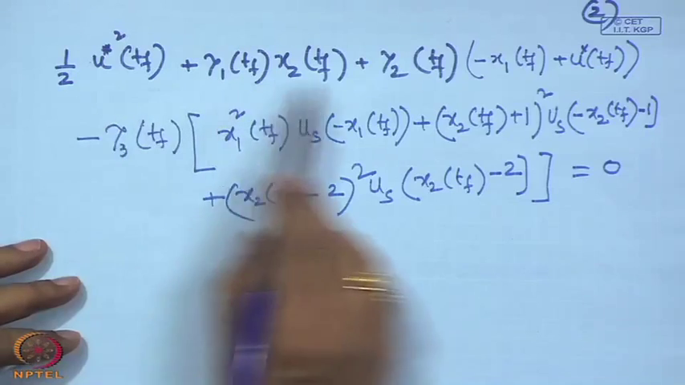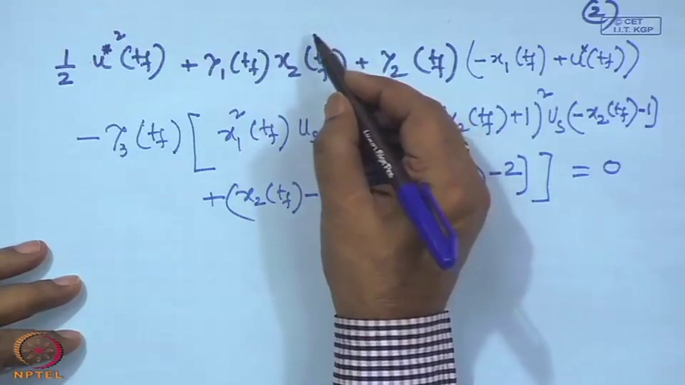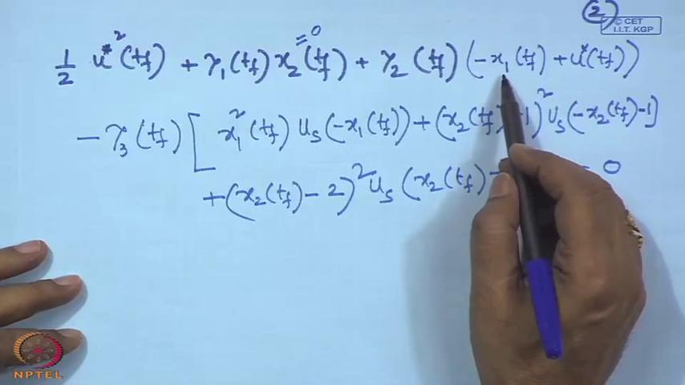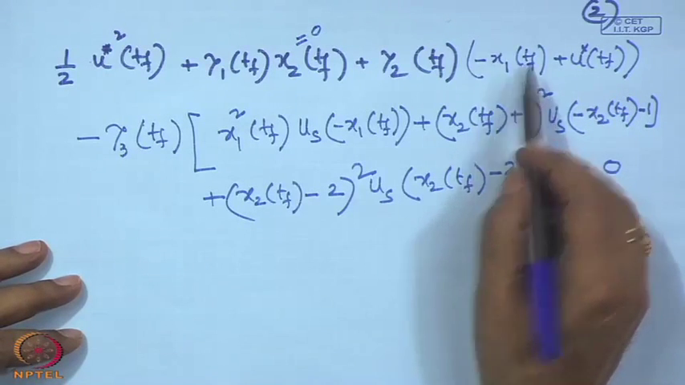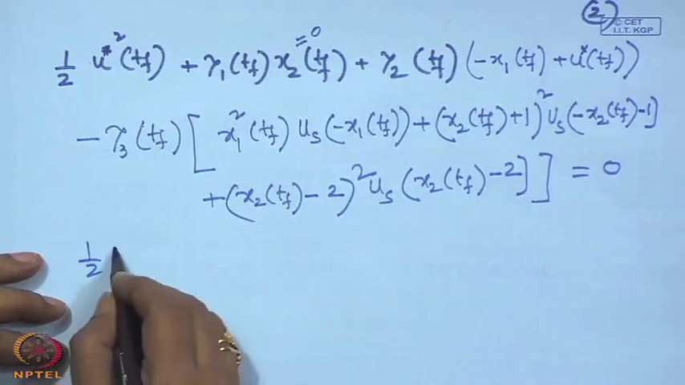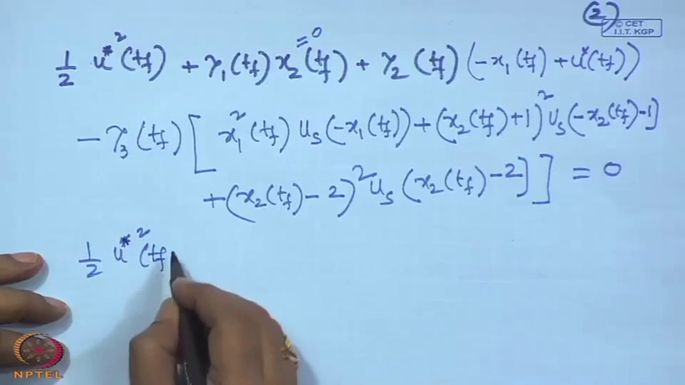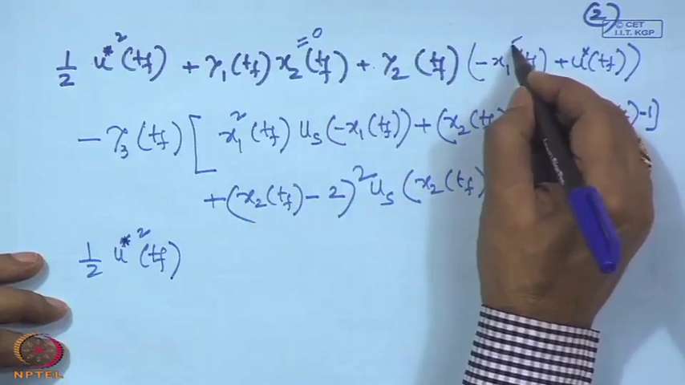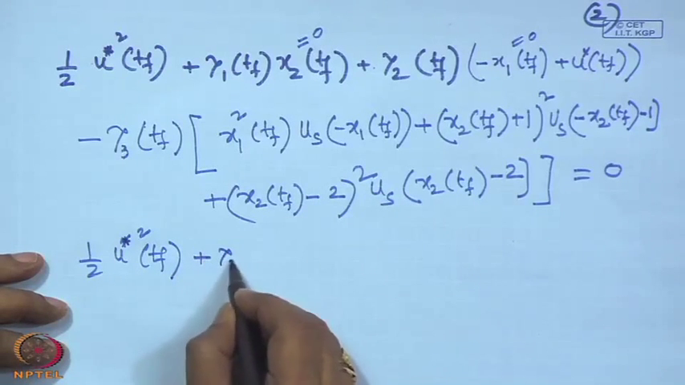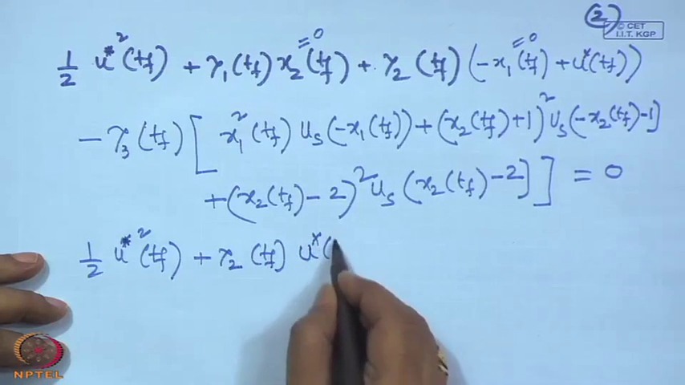Now, look at this expression. What is the value of x at Tf? We want to drive the state from the initial condition to the final condition, so this value is 0. Then here x1 of Tf is also 0. So only this term is there. From this one it is a half u star squared of Tf, and this part is equal to 0, then from this part it is plus lambda 2 of Tf into u star of Tf.